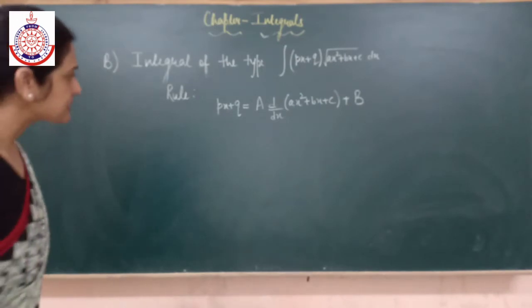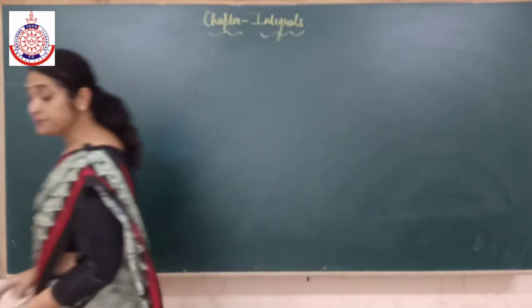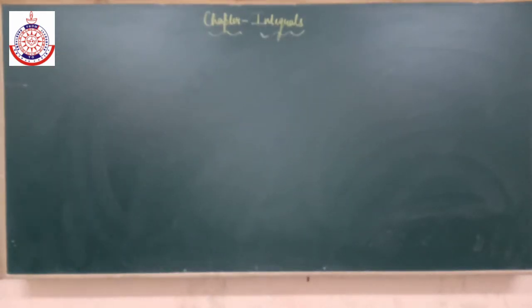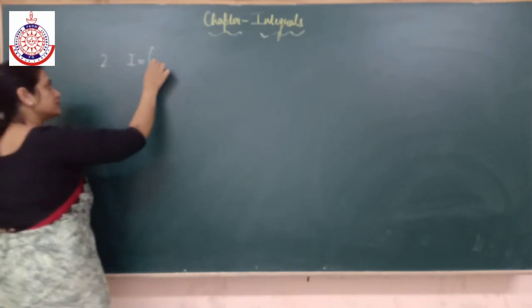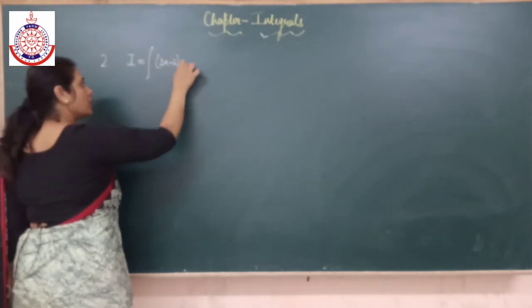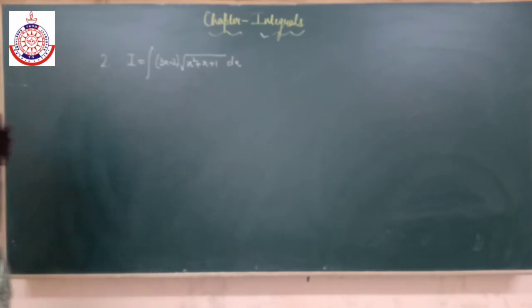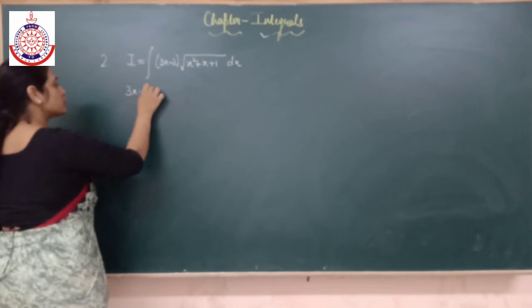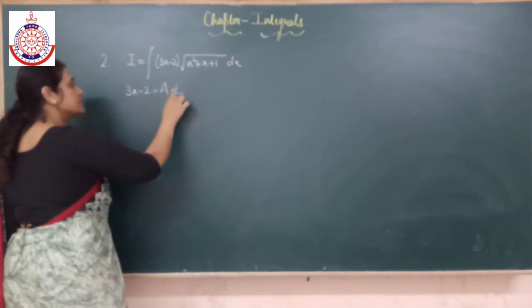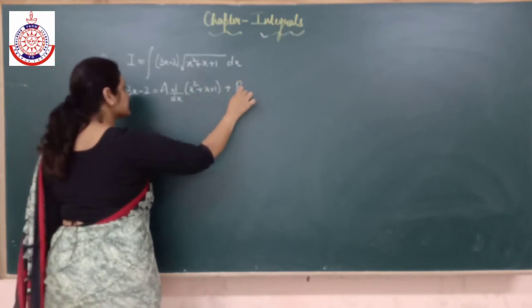Alright, let's pick up an example that will be more clear. It's of the same type what we did earlier also. So say, pick up a question. I have to integrate 3x minus 2 under the root x square plus x plus 1. Alright. So what did we do? Put this 3x minus 2 as a into differentiation of x square plus x plus 1, plus b. Alright.